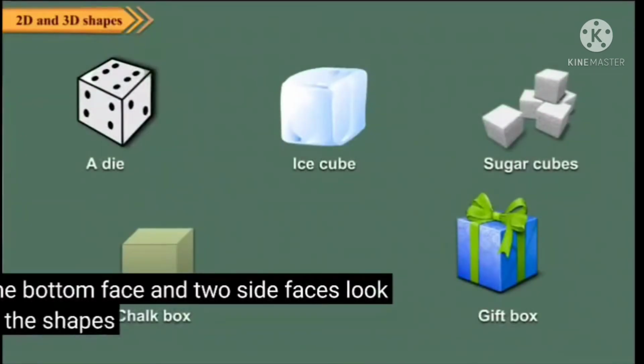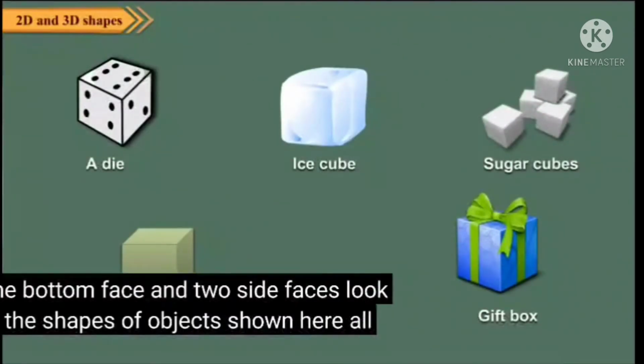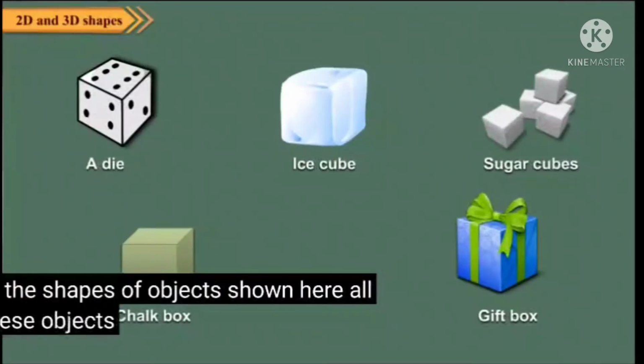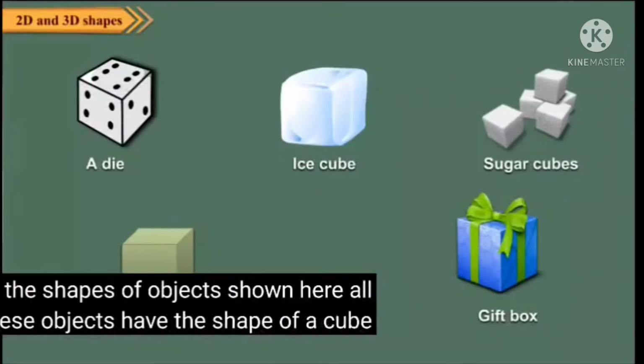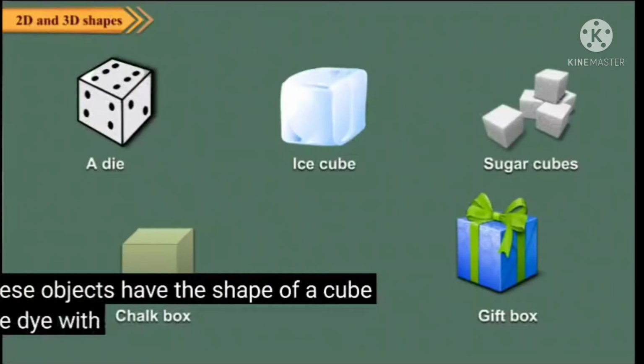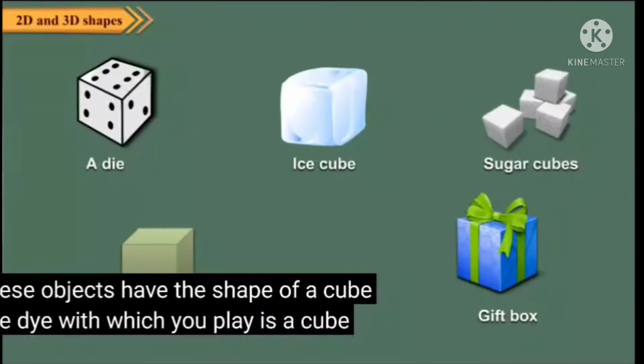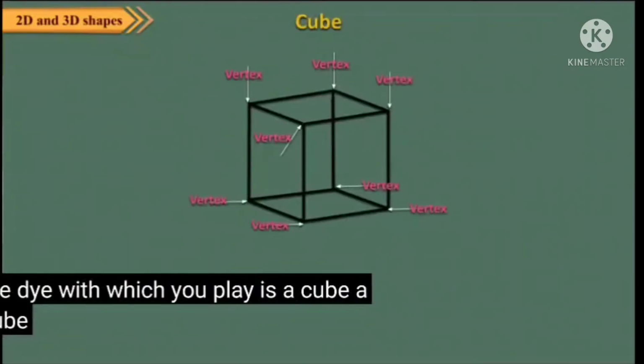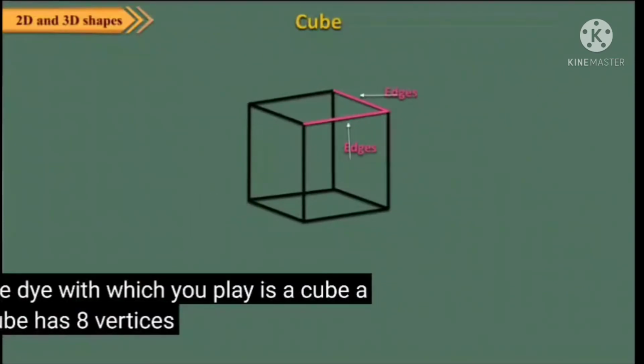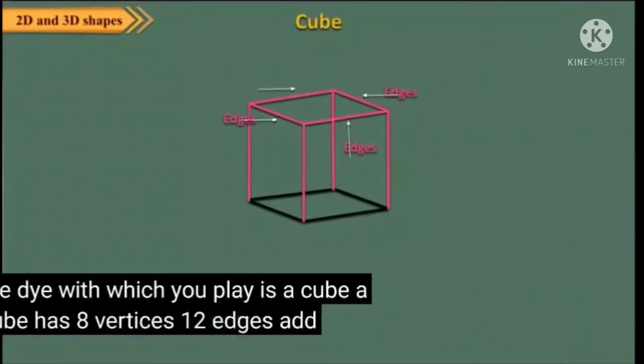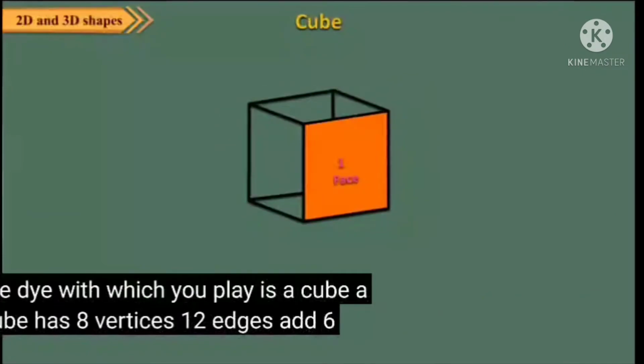Look at the shapes of objects shown here. All these objects have the shape of a cube. The die with which you play is a cube. A cube has 8 vertices, 12 edges and 6 faces.